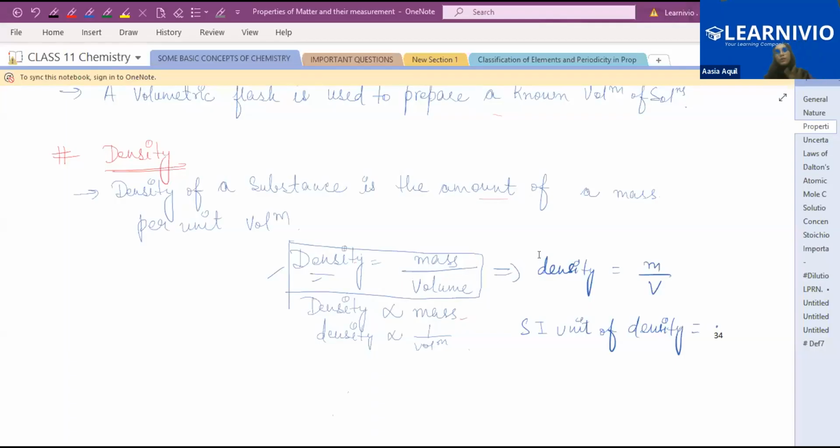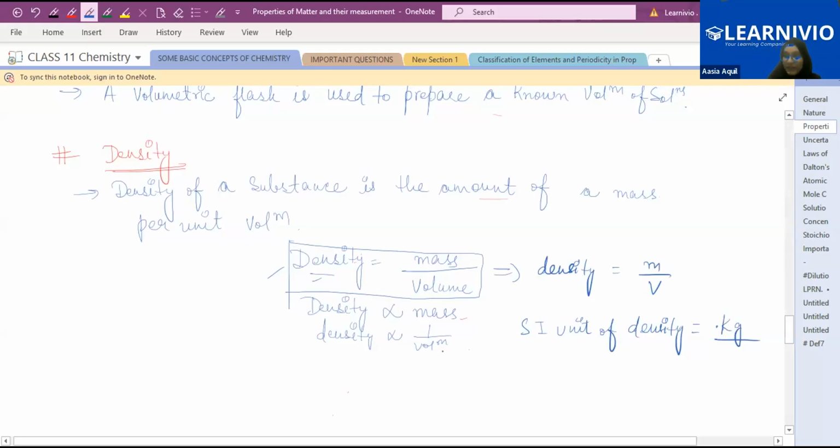Okay, see. What can the SI unit of density be? The SI unit of density is the SI unit of mass divided by the SI unit of volume. You can calculate this if you don't know it. What is the SI unit of mass, Humera? kg. Yeah, it's kg. And Sana, what is the SI unit of volume?